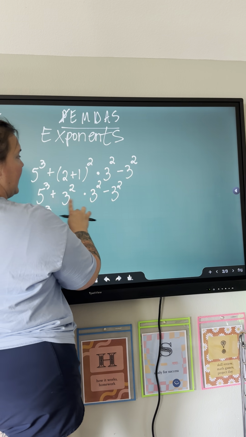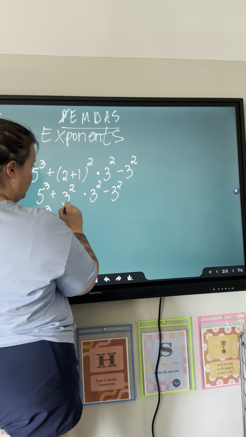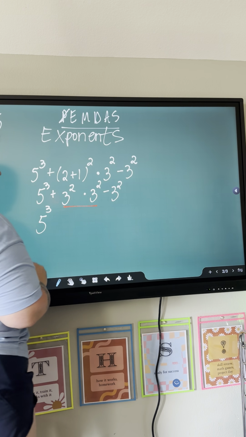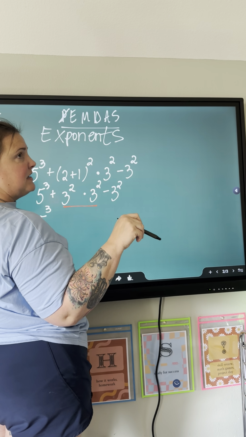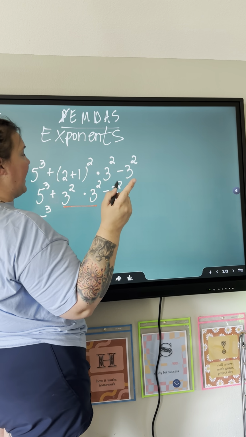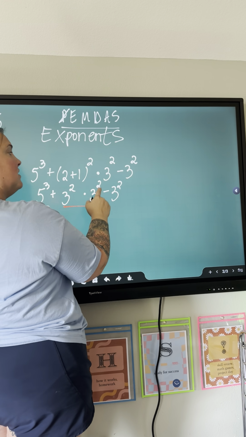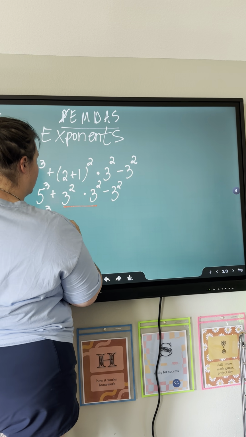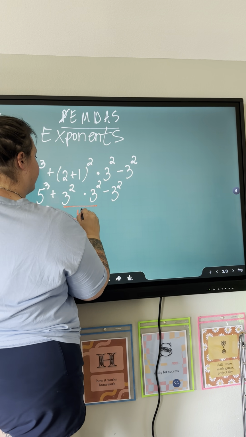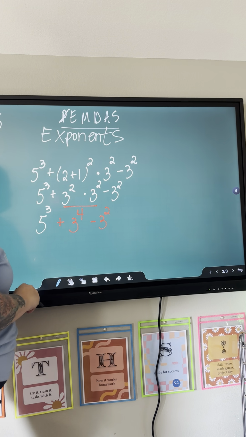But we do have multiplication here, and they have the same base. Remember I said when you're multiplying, same base, exponents are added. So 3 squared is 3 times 3 times another 3 times 3. That's 3 times 3 times 3 times 3, 3 to the 4th.